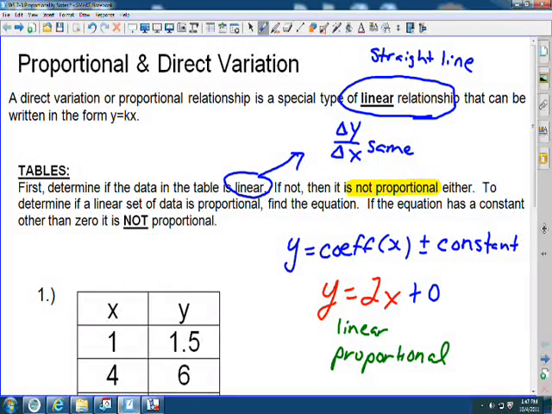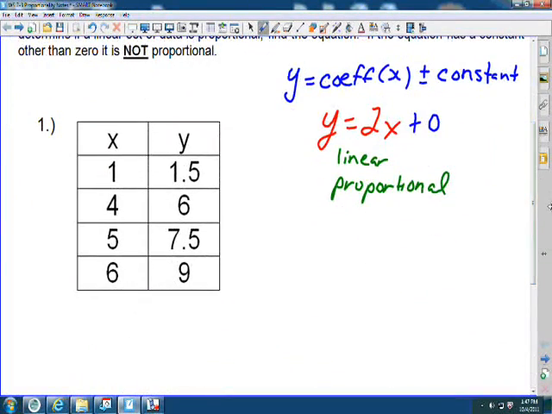Now, if I were to go down here and had an example of an equation that was y equals 2x minus 3, first off, if you put it in the calculator, this is linear. But because right here it says minus 3, it is not proportional.